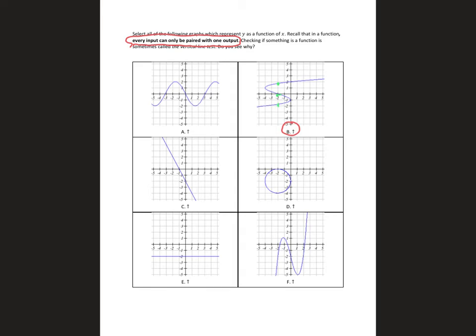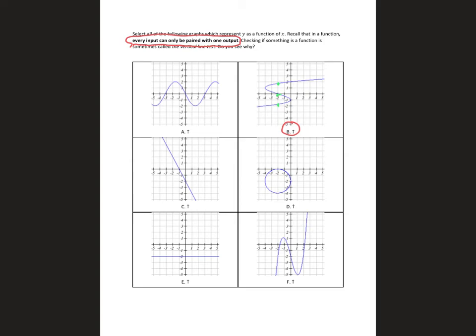remember the input would be the first coordinate. If the first coordinate is -2, and you look at the points on this graph, there are lots of them. There are 3 of them in this case. So it is not the case that every input is paired with only one output. In this case, if you had an input of -2, it could be paired with any of those 3 outputs that give you those points. So this B graph is definitely not a function.